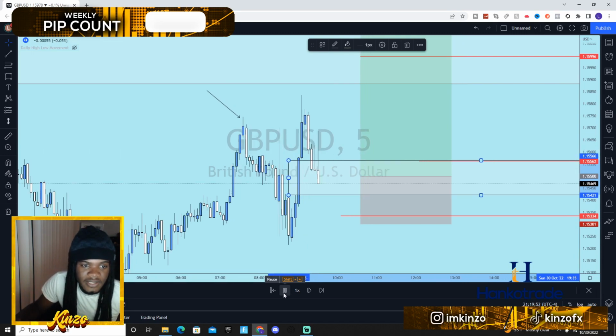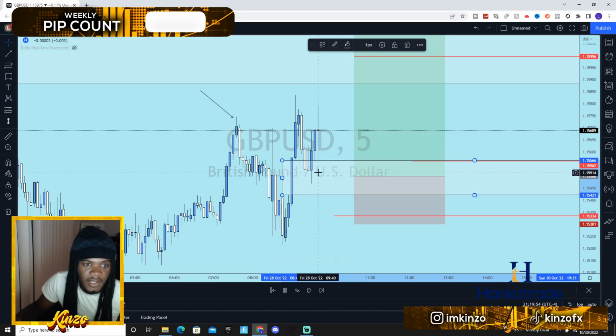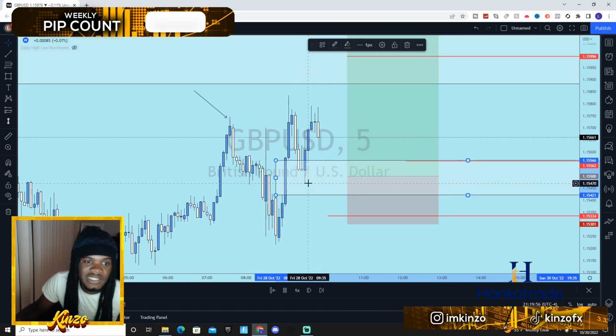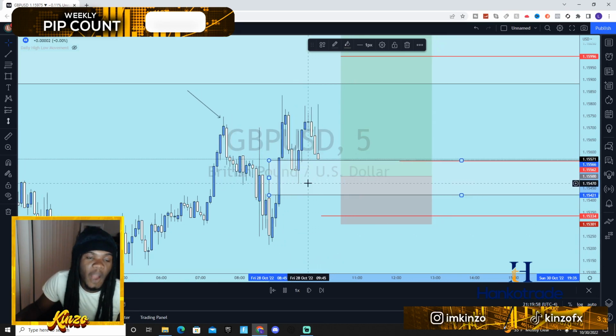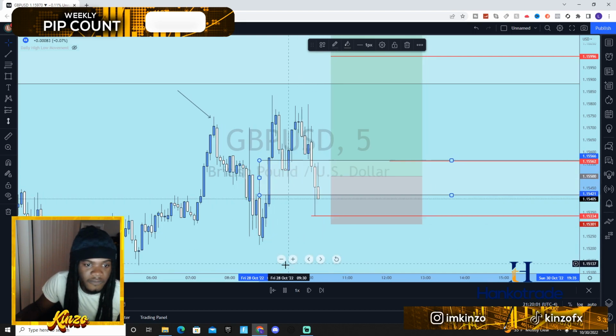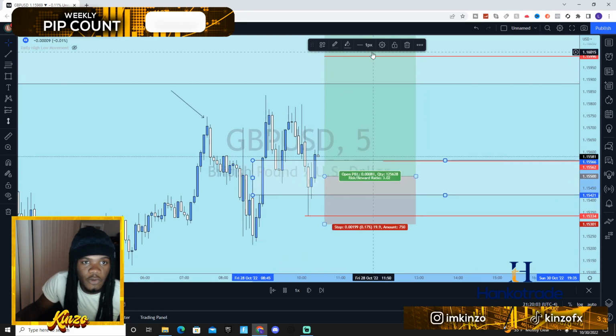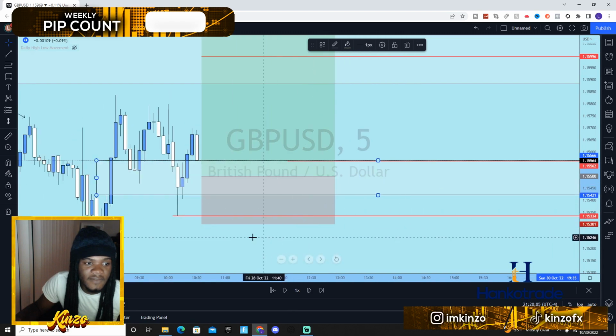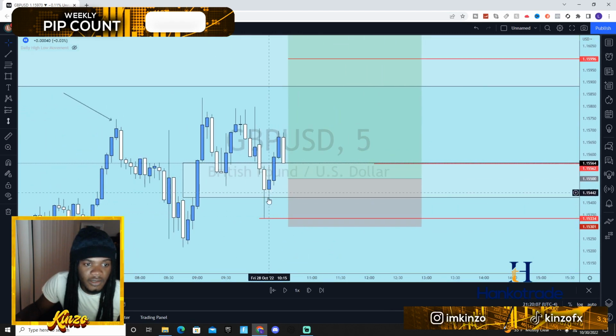Price ended up pushing down into the gap, right? I didn't take this initial entry right here just because, like I said, I wanted to see what they was going to do first. They end up pushing down a little bit more, and then they gave us this bullish sign right here. Once we got this rejection right here and we failed to break that low, I knew he was going up. So we get into the trade after this bullish candle close right here.